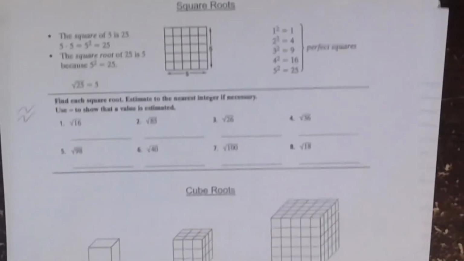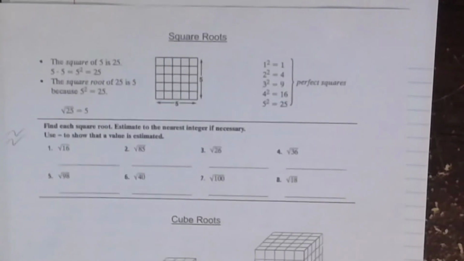Let's see if there's another section. I guess not. I think that's a good place to stop for this video. Let me just sum up what we just did. What we just did was finding square roots and cube roots. And the way that we did it was simply by doing the squares and the cubes of each number and then trying to figure out what's in between.